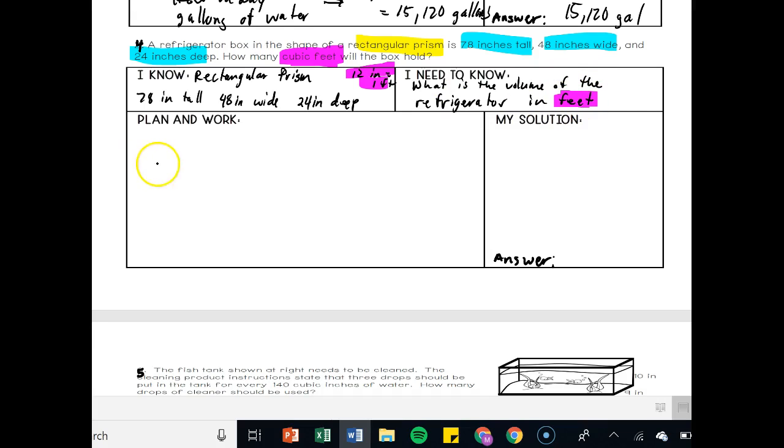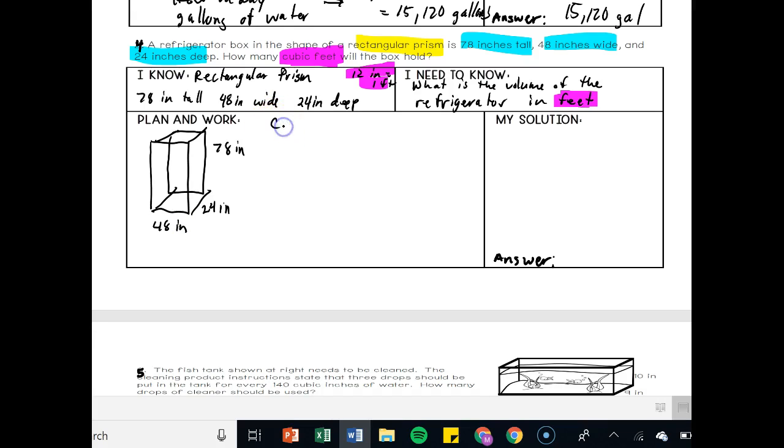So first thing you want to do, draw your refrigerator as a rectangular prism. So draw kind of a vertical rectangle here, and then another vertical rectangle behind it. And then go ahead and connect your vertices. And now fill in your dimensions, right? So it is 78 inches tall. It is 24 inches deep, like how far could I reach into the refrigerator? And it's 48 inches wide. Now, those are in inches, remember?